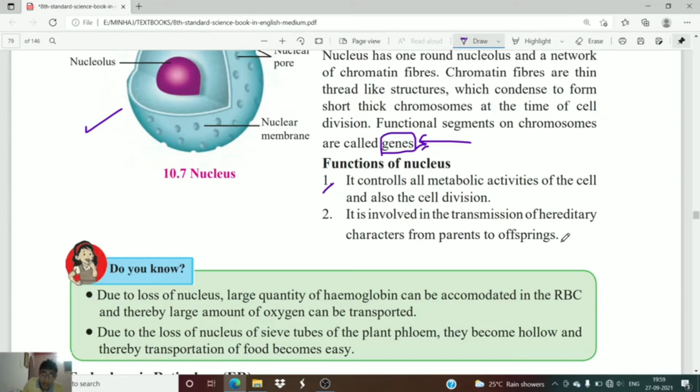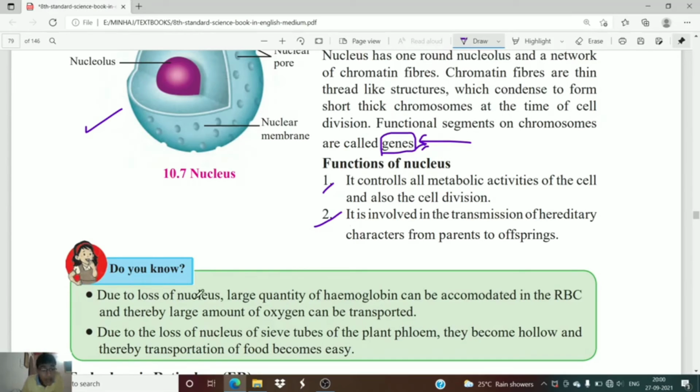Okay, then the next function is that it is involved in the transmission of hereditary characters from parents to offspring. So whatever characteristics are there in the parent, those characteristics, those adaptations, are transferred to the offspring, to the child, by this particular organelle, that is the nucleus. Okay, so these are the functions of the nucleus.